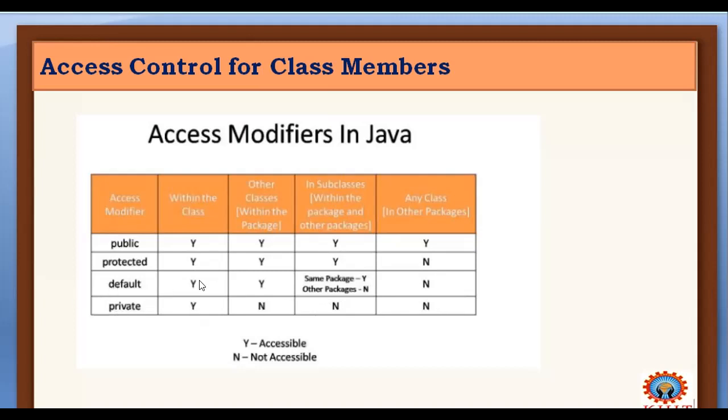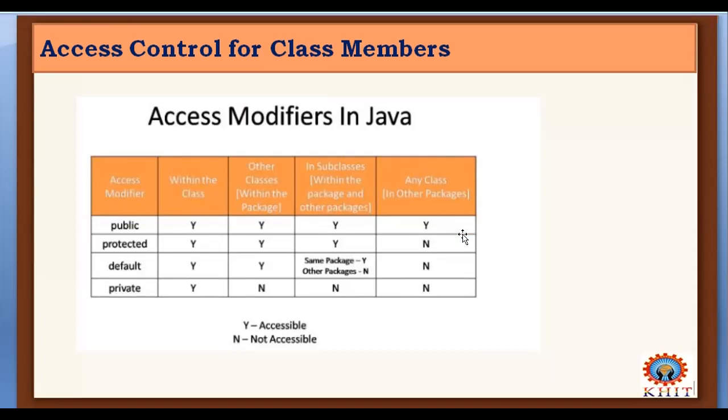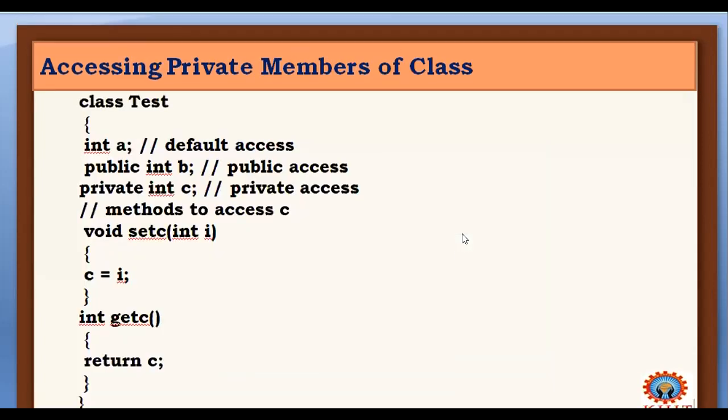డిఫాల్ట్ is also there: within the class, yes. Other classes within the package, yes. So same package అయితే యాక్సెస్ చేసుకోవచ్చు, అదర్ ప్యాకేజెస్ అయితే నో. ఓకే, మళ్ళీ సో డిఫాల్ట్ అంటే కొంచెం different thing. So these are the access modifiers we have in Java. Next.